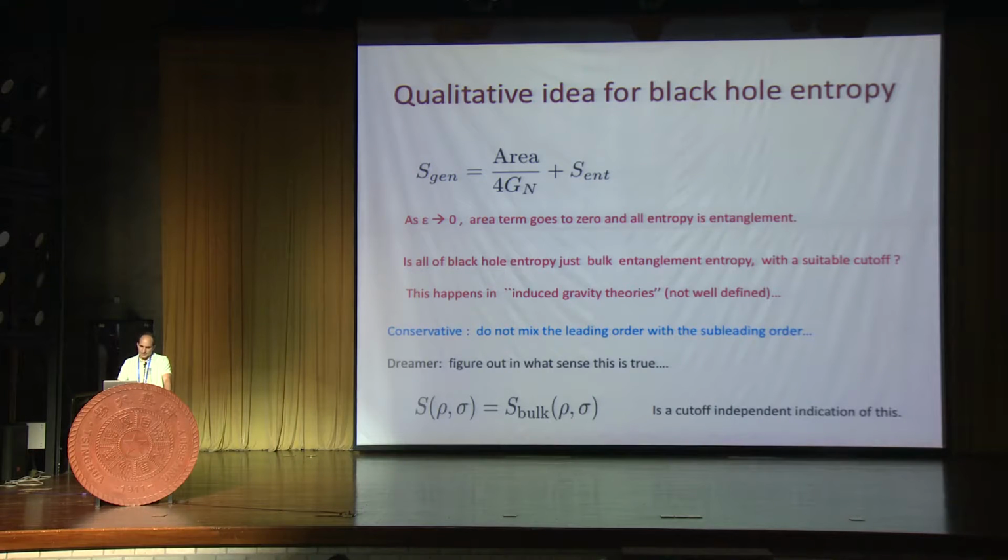But this equality between the relative entropies, you can view it as some evidence or some cutoff independent indication that all of the entropy or all of the distinguishability of the states... So this is roughly saying that two states are distinguishable in the boundary only if they are distinguishable in the bulk. Of course, this was derived only for some subset of states, so it's not completely true.